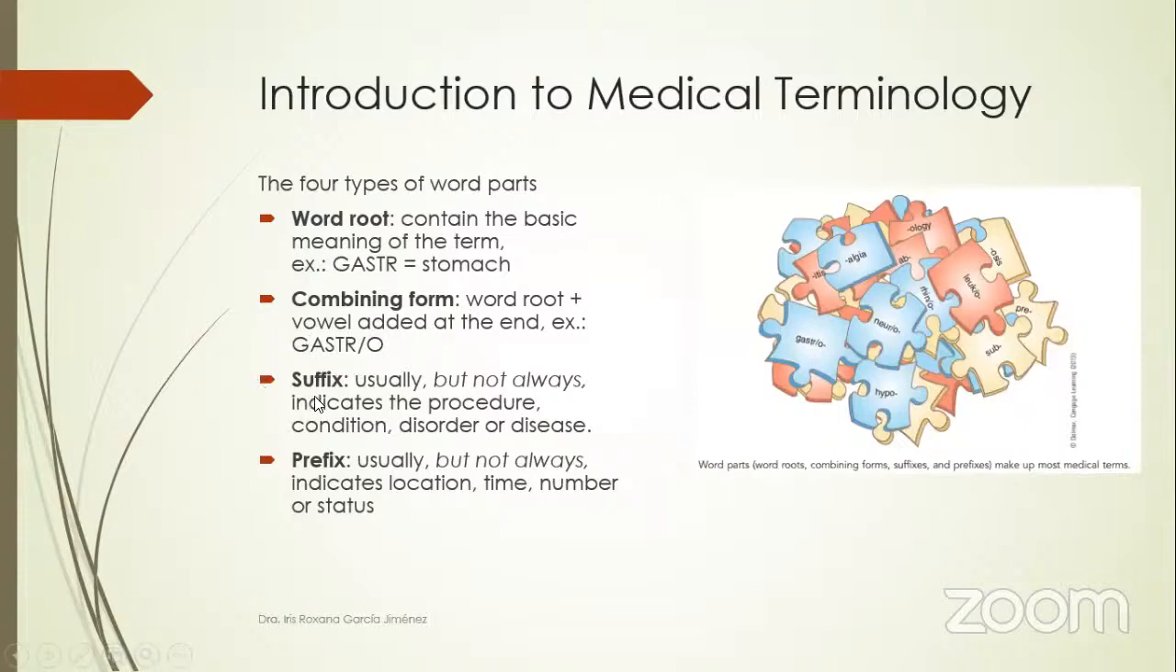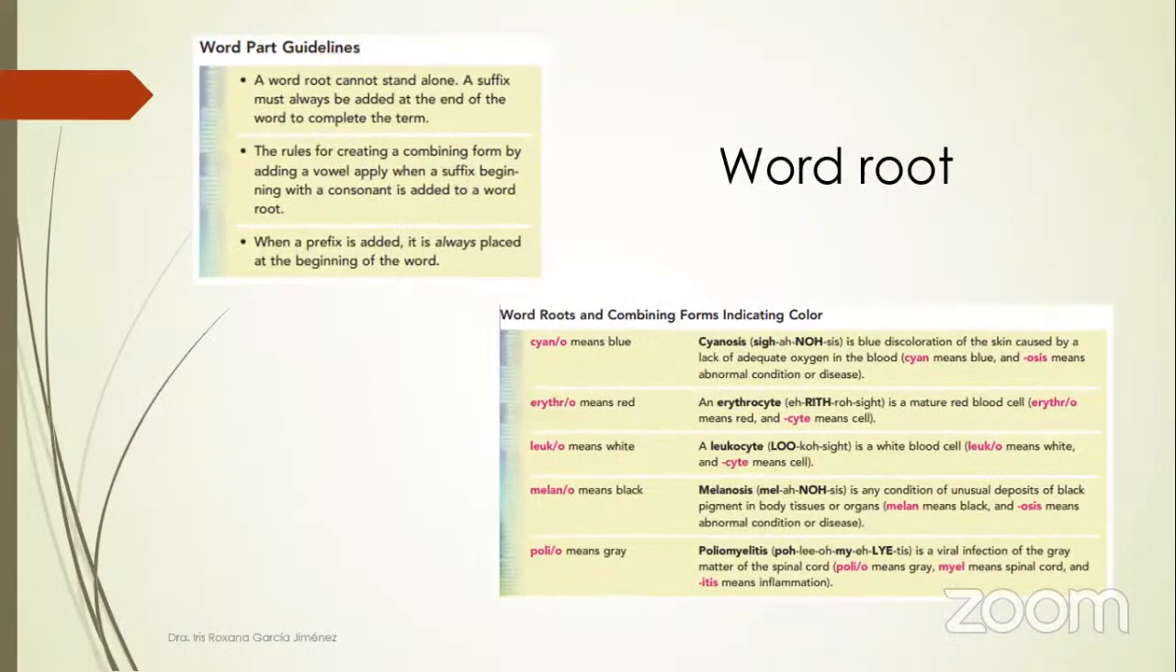The suffix, usually but not always, indicates the procedure, condition, disorder, or disease. We are going to see some examples in some slides ahead, okay? The prefix, usually but not always, indicates location, time, number, or status. Following this, it's easier for us to deduce the meaning, to catch the meaning.